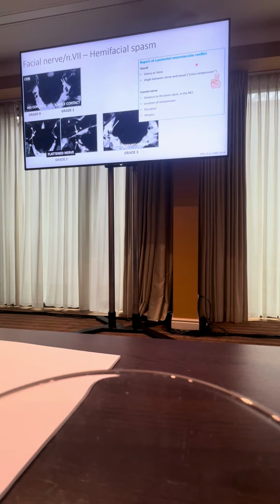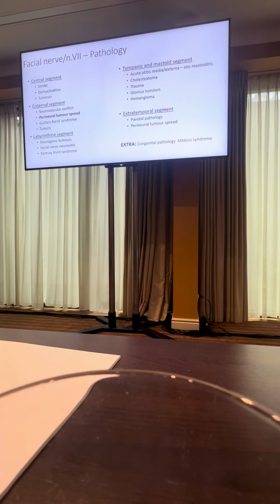How do you report it? What's most important for the surgeon? And we will come back to that in the workshop. First of all, you describe your vessel, whether it's an artery or a vein, and you describe the angle between the nerve and the vessel. So if you have cross compression or parallel, and then the cranial nerve, the distance of the compression to the brainstem in the entry zone, the location up, left, right, down, and whether there's deviation and atrophy. And these reports are quite short if you want to, but this is everything the surgeon needs to know.